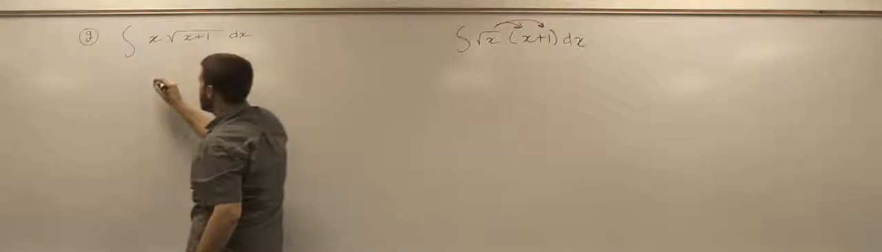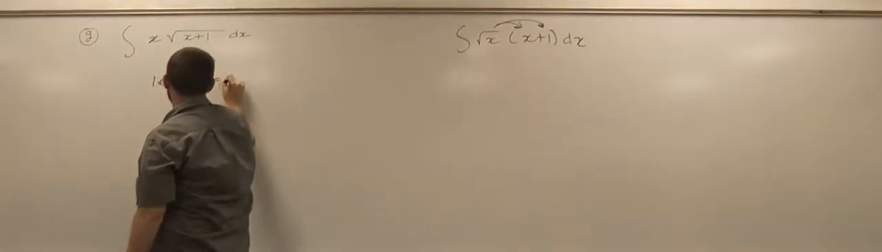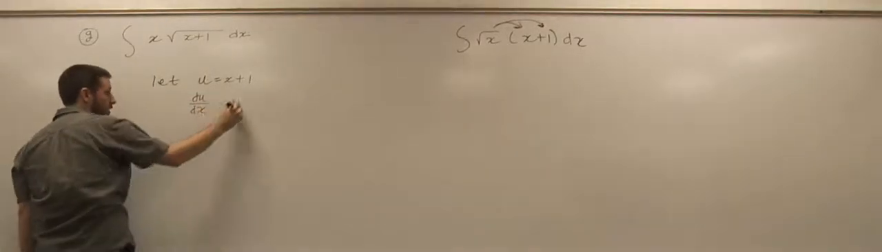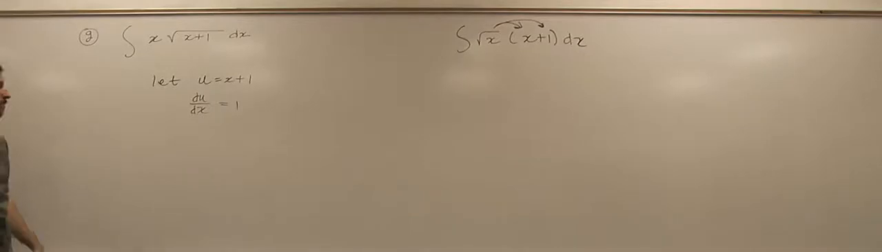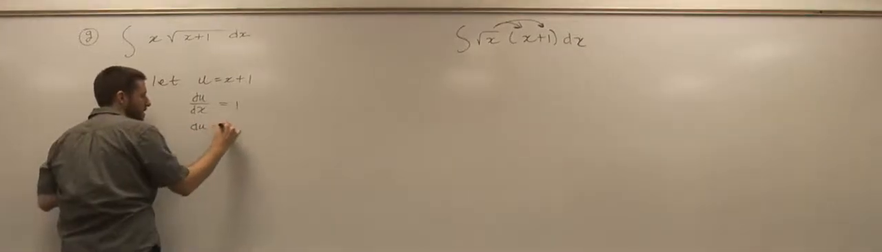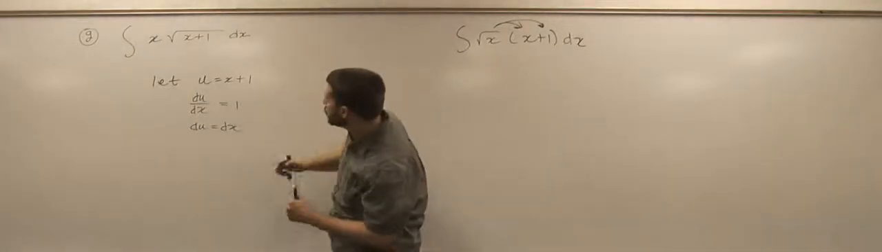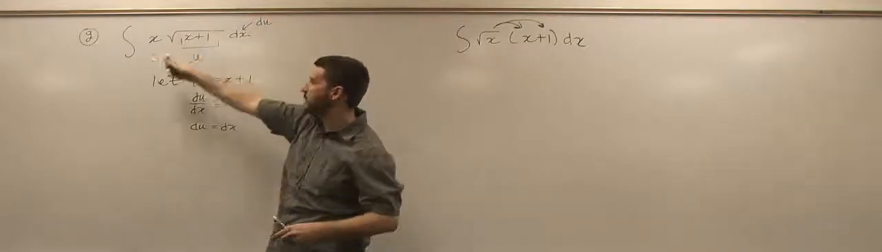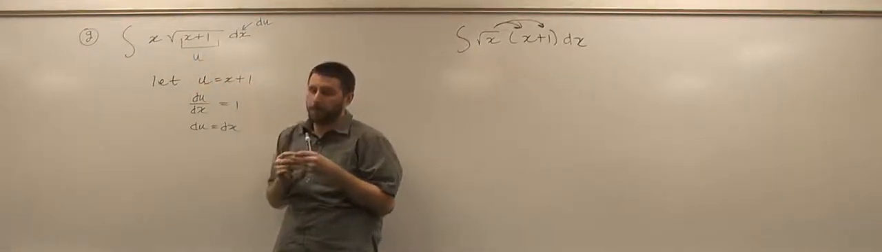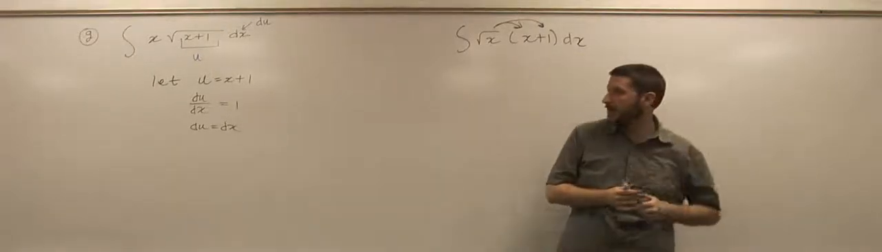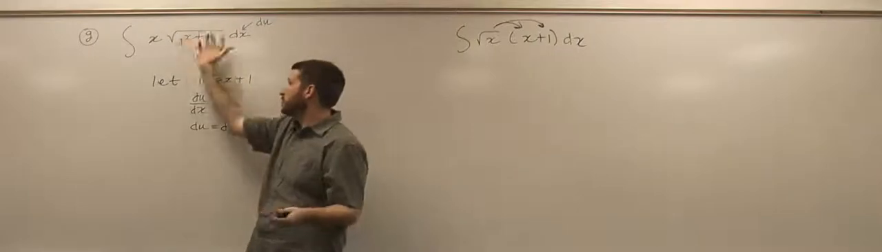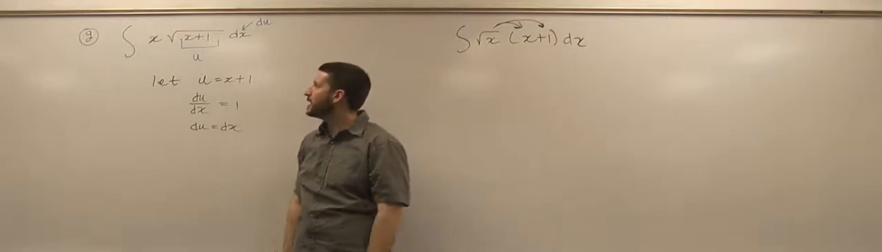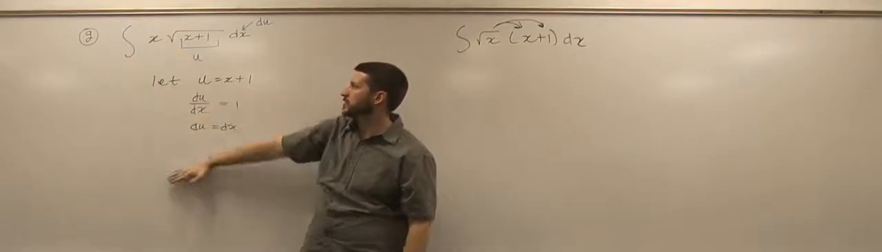But if I let u equal x plus 1, du/dx, the derivative is just what? 1. Derivative of x is 1, which means that du is just equal to dx. So with this substitution, I have u right here, and I have du right here, but I haven't accounted for this x. There's nothing else I'm going to make u that's going to simplify this. So is there any way that I can somehow account for this x using this substitution?